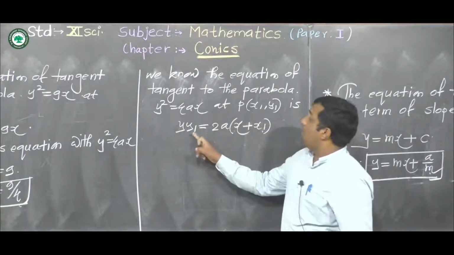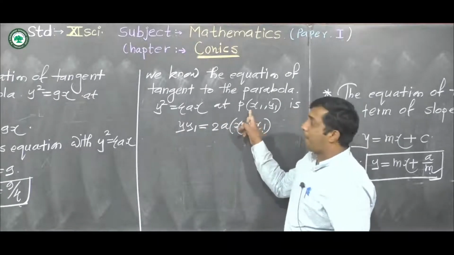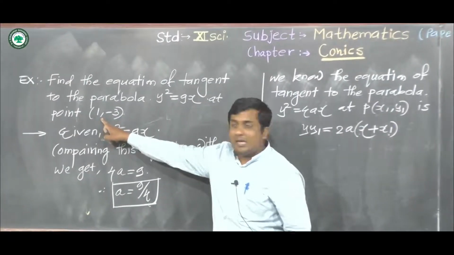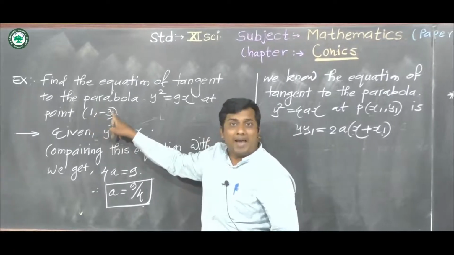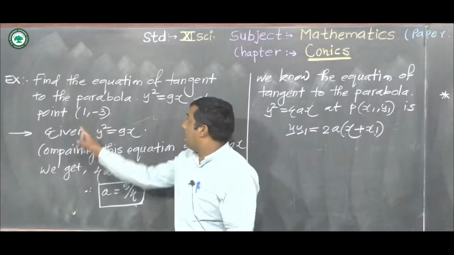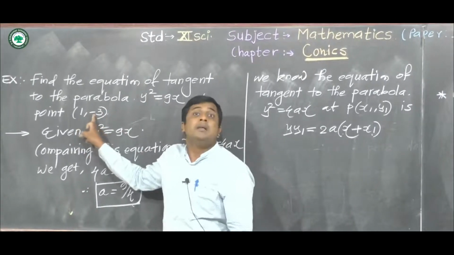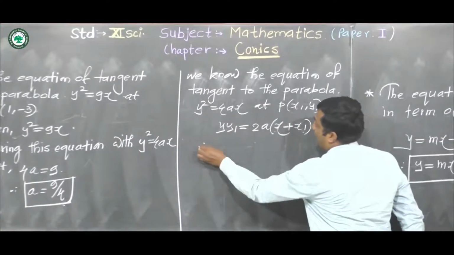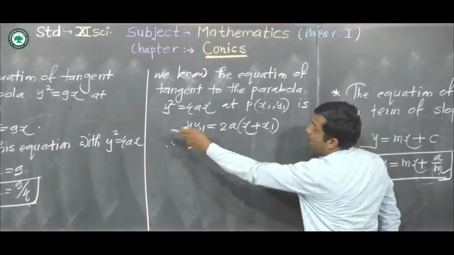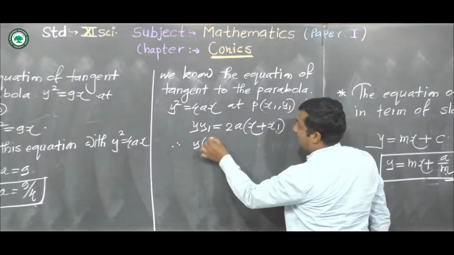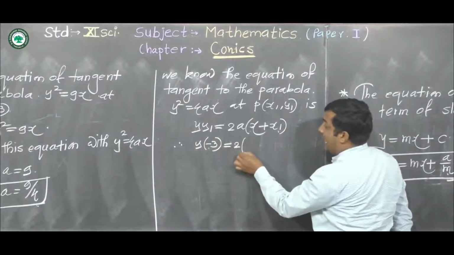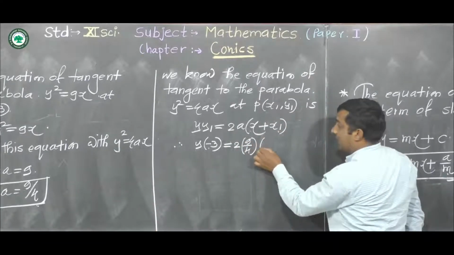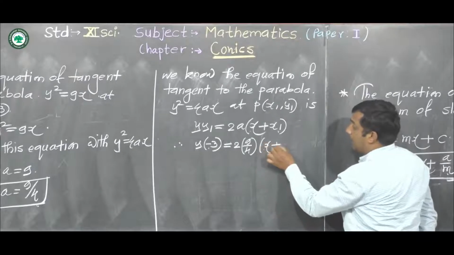Here x1, y1 are the coordinates of P or are the coordinates of the given point. Here the given point has coordinates (1, -3). Here x1 is 1 and y1 is -3. So we replace all these things in this equation. Here y into y1, y1 is -3, equal to 2 into a. A is 9/4. Then inside the bracket x plus x1.